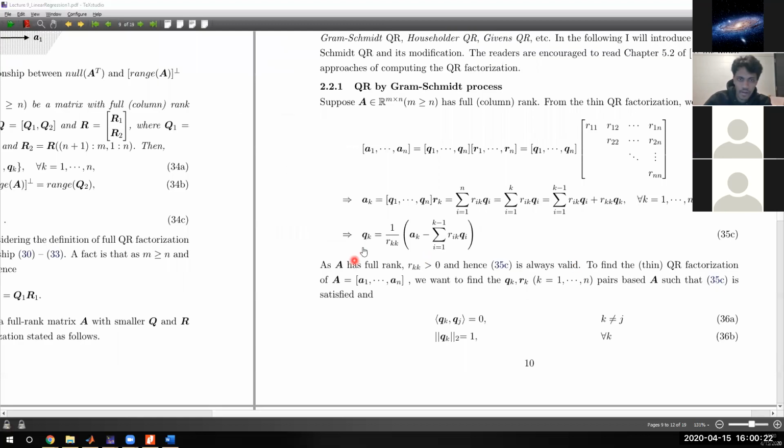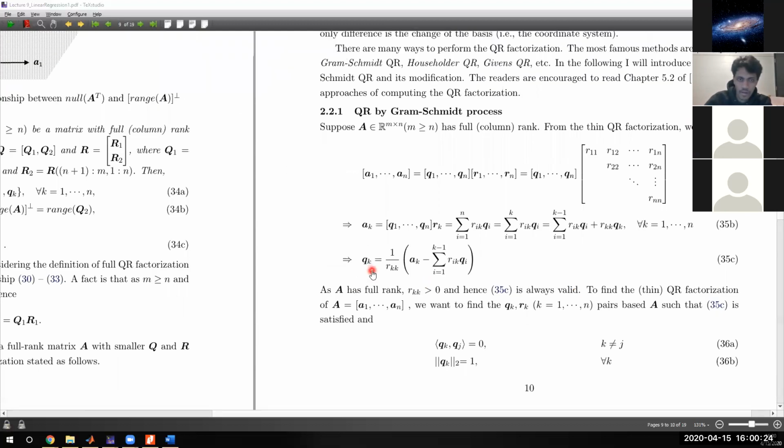Here, since my QK must be orthonormal, you must satisfy 2 conditions. Condition number 1 is that for any 2 columns, QK and QJ, their inner product must be 0. This means QK transpose times QJ must be 0. And the second thing is for any QK column, the norm must be 1. That is the definition of orthonormal, right?